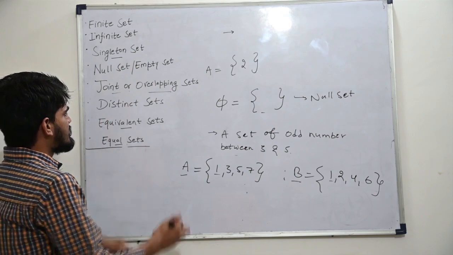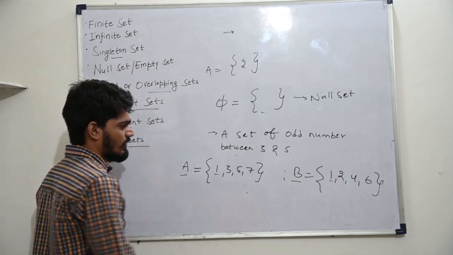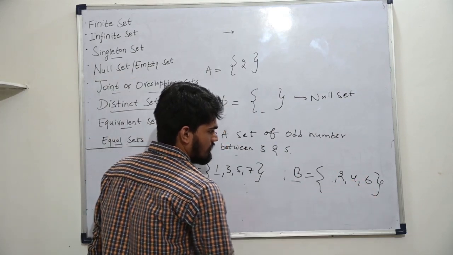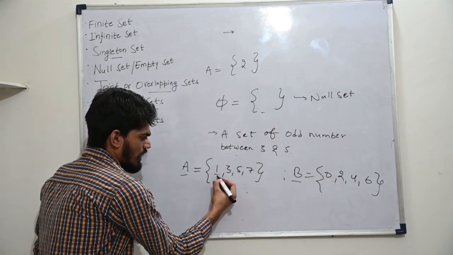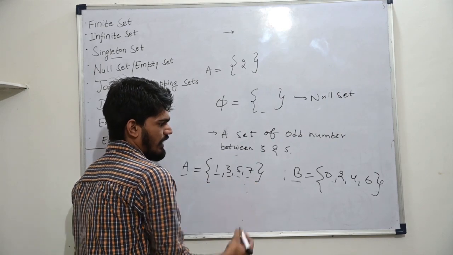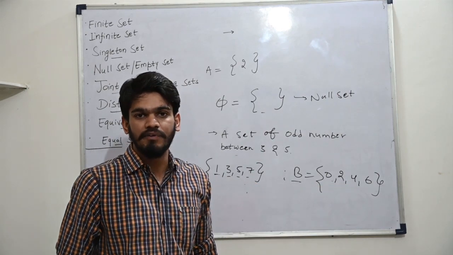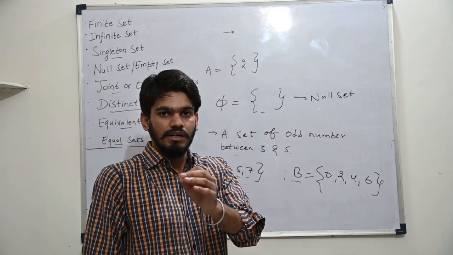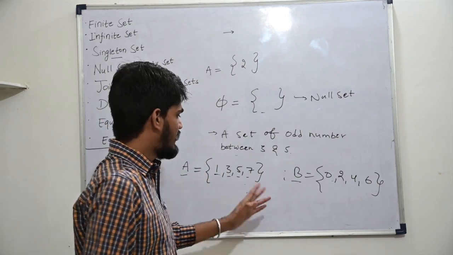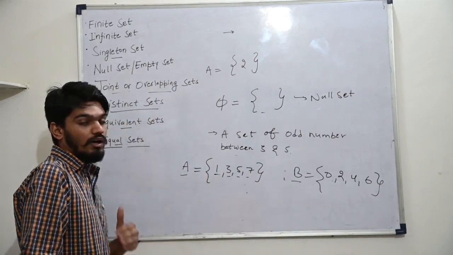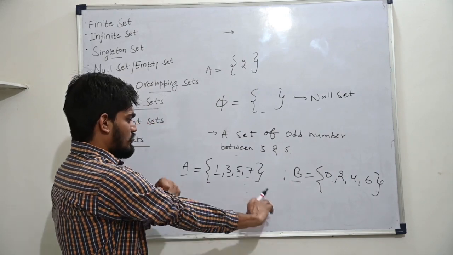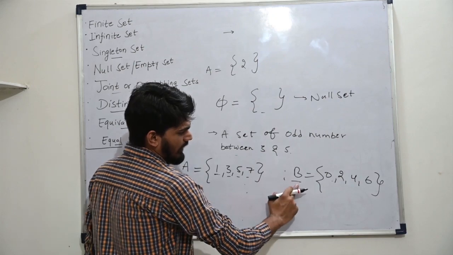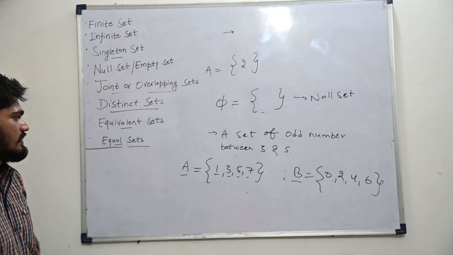So we can say set A and set B are joint or overlapped sets. When we talk about distinct sets, let's say this. Now these four elements and these four elements are completely different. When there is no element in common, that will be distinct sets, alright? Or we can say all the elements of the sets are different. So we can say set A and set B are distinct sets.